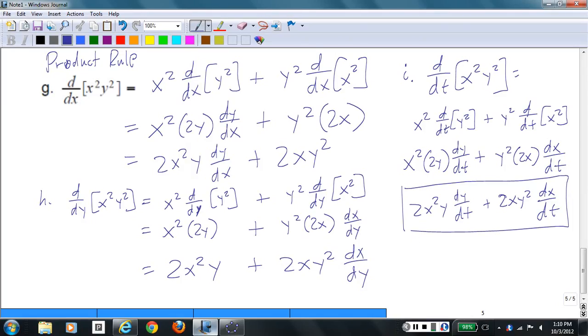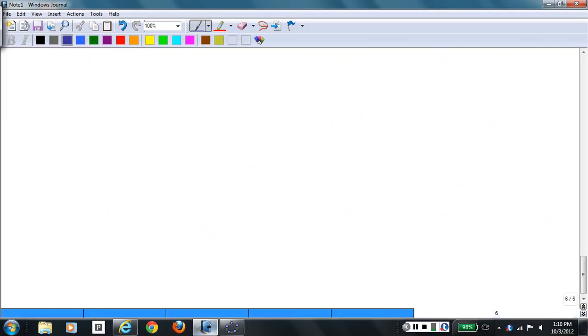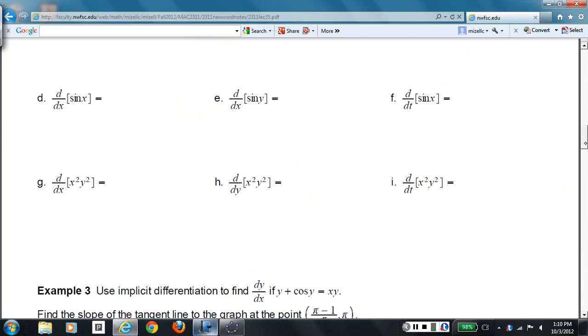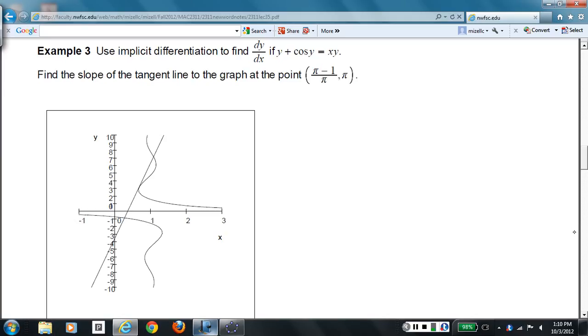That's kind of a warm-up, kind of the sorts of things we would need to do if we had an equation that defined an implicit relationship between x and y.